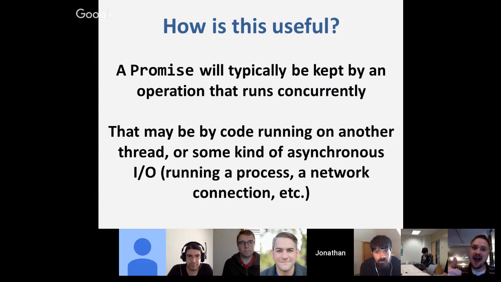Okay, so that's promises on their own. Let's just see a small example or two of how they're used more realistically. Normally a promise is kept or broken by an operation that's running concurrently. It could be some code that's running on a thread somewhere. It could be some asynchronous bit of input or output.